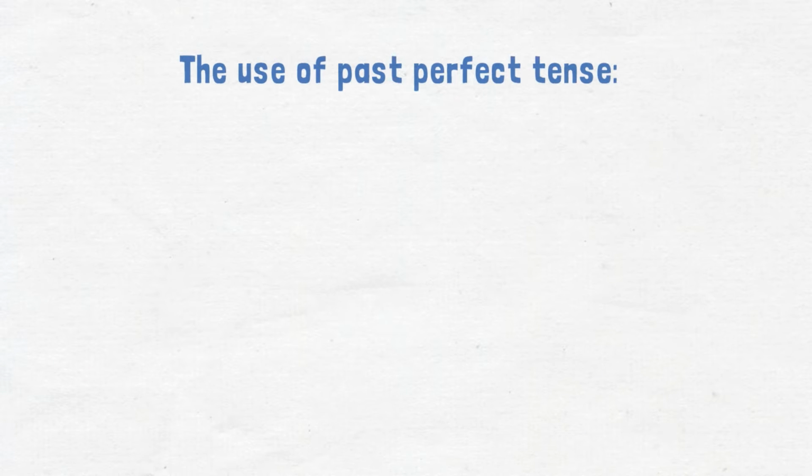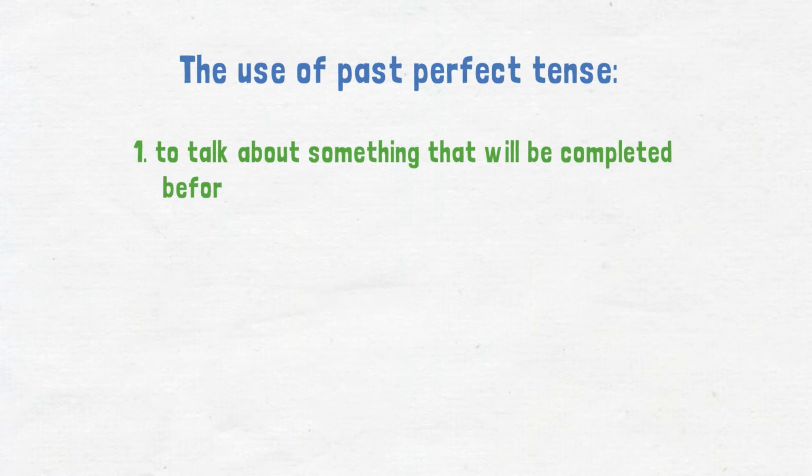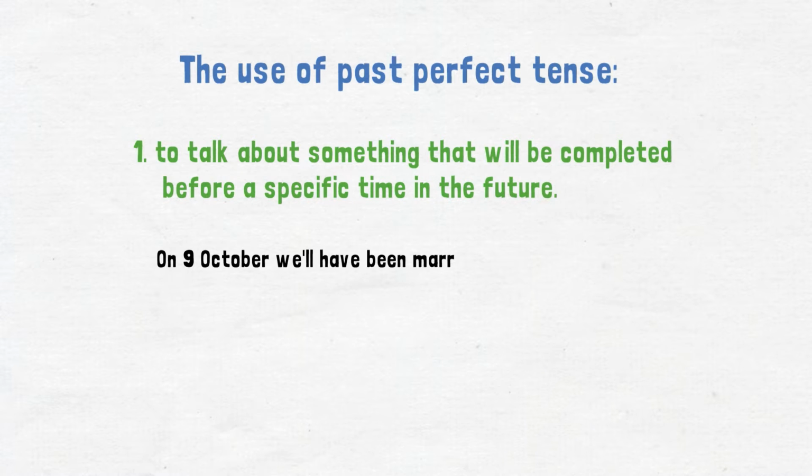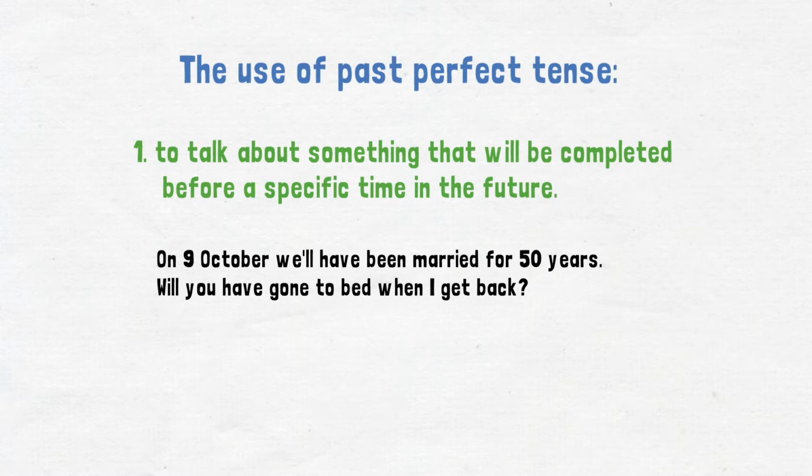We use the future perfect to talk about something that will be completed before a specific time in the future. For example, on October 9th we'll have been married for 50 years. Will you have gone to bed when I get back?